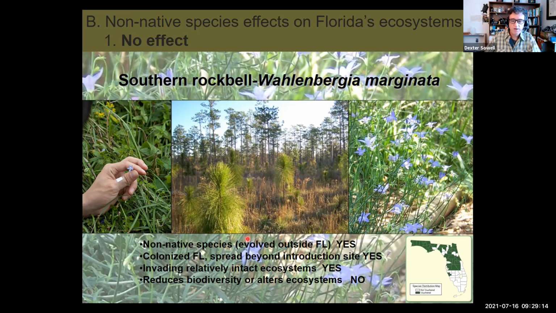So it's non-native. It evolved outside of Florida. It colonized Florida and has spread pretty well across the northern two-thirds of the state. It's invading relatively intact ecosystems, but it looks to me like it's not really reducing biodiversity or altering ecosystems. The only impact I could see is if there's a disease of this plant that it's pretty tolerant of, but that jumps onto our native close relatives. That could be an issue, but I don't believe that's happening with this plant. But here's an example of a non-native invading ecosystems, but not apparently having any impact.